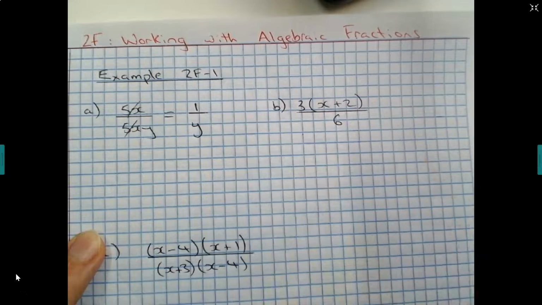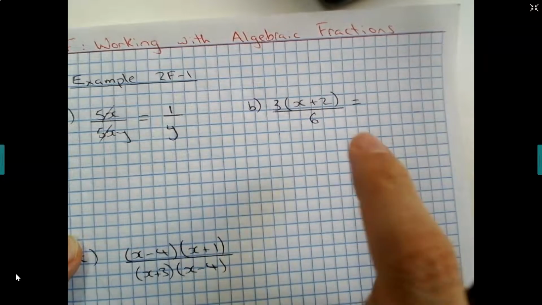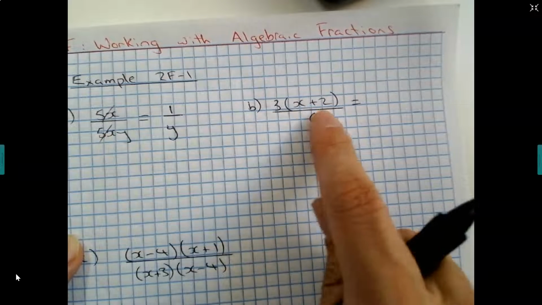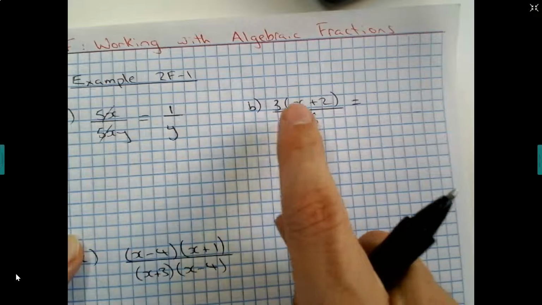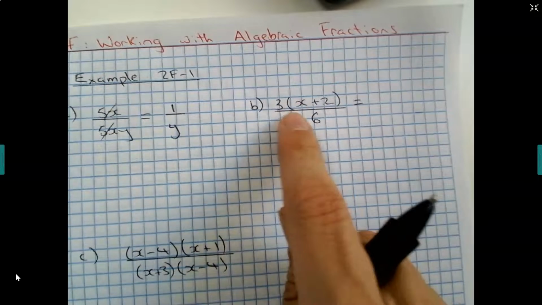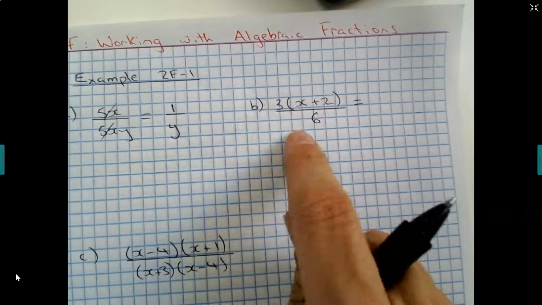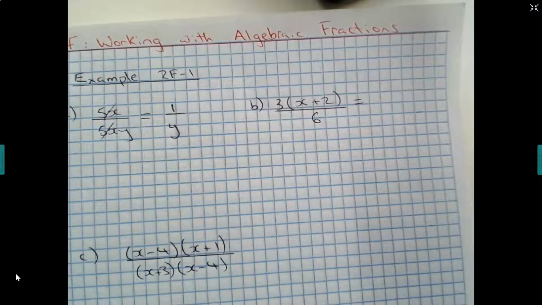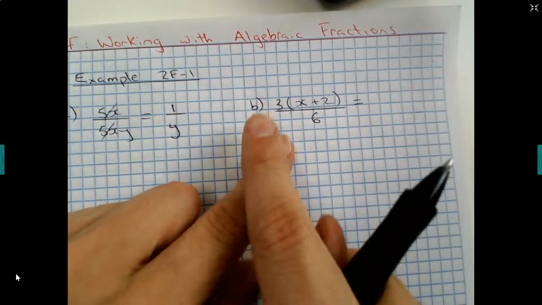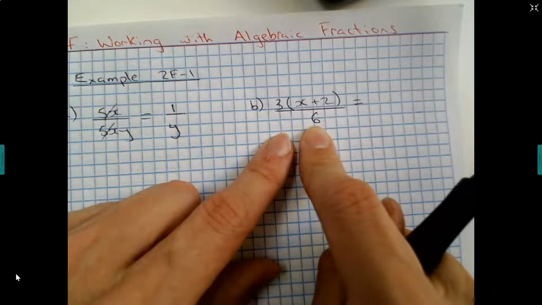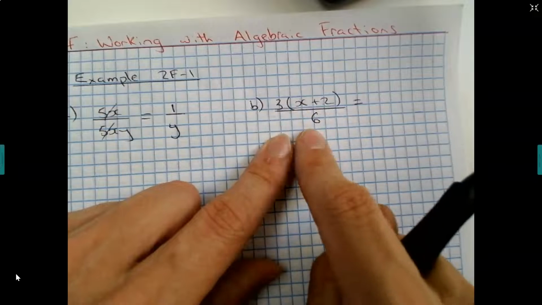Okay, now, in example B, you can see that I have 3 times what's in the bracket over 6. Alright, so 3 times this over 6. Here, since we have a 3 and a 6, we can do a bit of simplification. Can 3 over 6, that fraction, be simplified? Yeah, it's the same as 1 over 2. So this would be the same as x plus 2 over 2, because 3 over 6 is the same as a half.